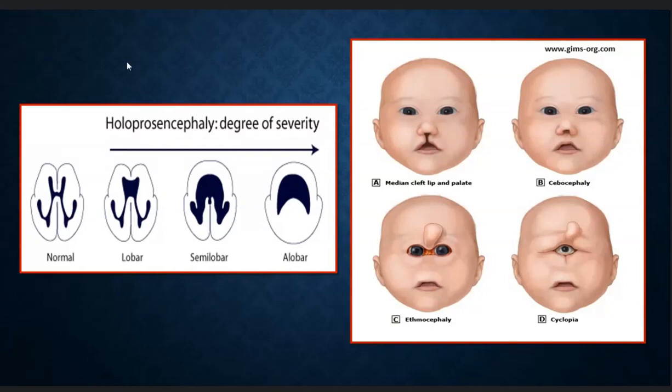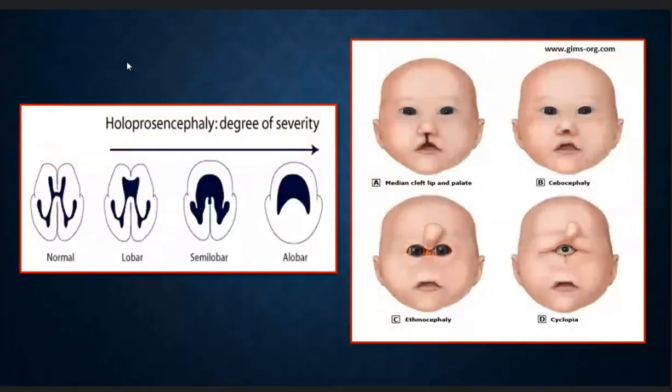So those with a normal brain may have A, which is median cleft lip and palate. You can see here hypotelorism, a small, narrow distance between the two eyes, and the cleft lip and palate. So this is the mildest form, and the brain is normal. Those who are live born, of course, most of them can survive.